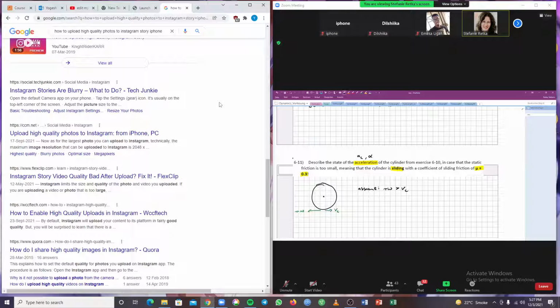Then, as I just said a few minutes ago, due to this assumption, we cannot use the kinematic condition from the previous exercise. We cannot use the same equations.